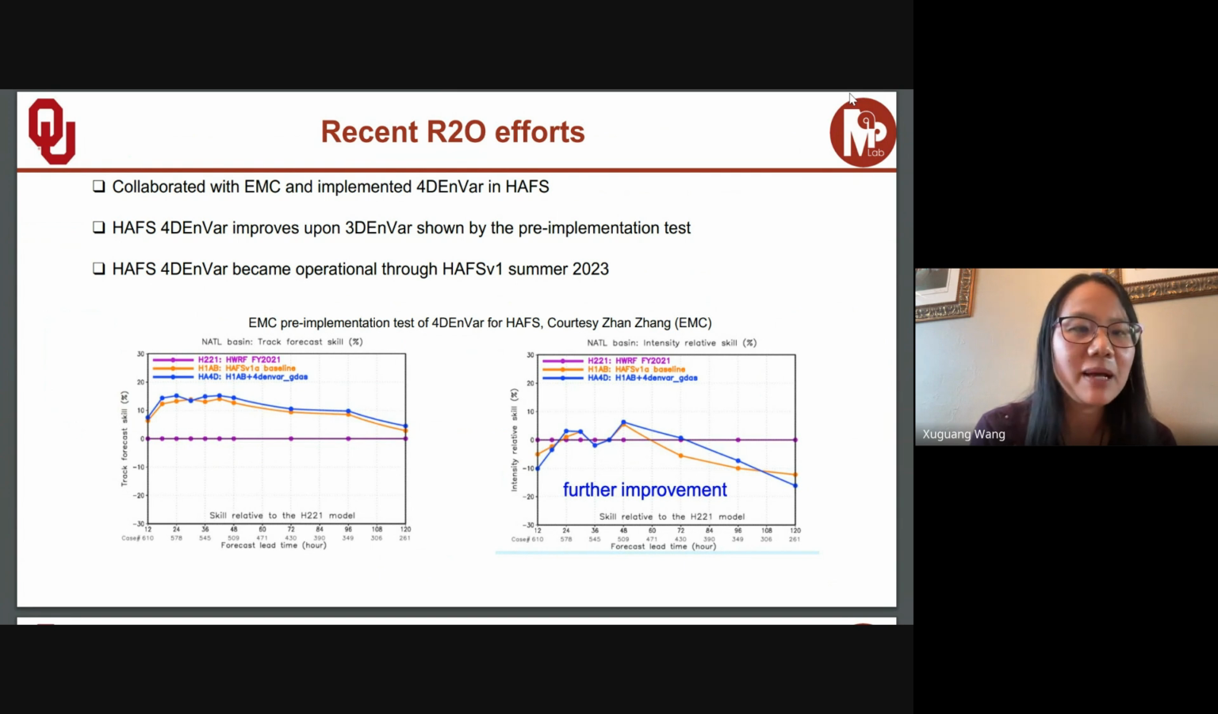Avatar actually talked about this already. Our OU MAP Lab collaborated with EMC and helped implement the 4D EnVar in HAFS, and EMC conducted pre-implementation tests comparing 4D EnVar and 3D EnVar and found improvements for both track and intensity. So this 4D EnVar became operational through HAFS version 1 beginning this summer. Next, please.